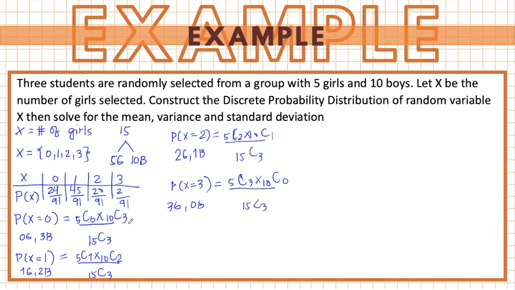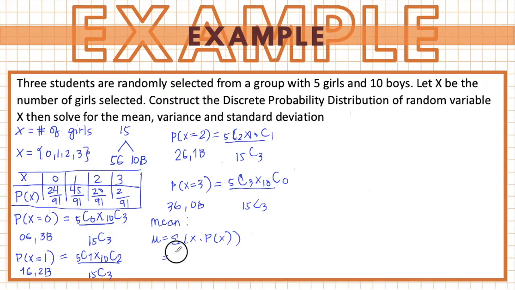When we add all the probabilities to check if our computation is correct, the sum should be equal to 1 or 100%. So this is the discrete probability distribution. The next thing to do is to solve for the mean, variance, and standard deviation. So to solve for the mean, again, we use the formula for the mean. That will be mu is equal to summation of x times probability of x. So we get the sum of the products of the random variable and its corresponding probability.